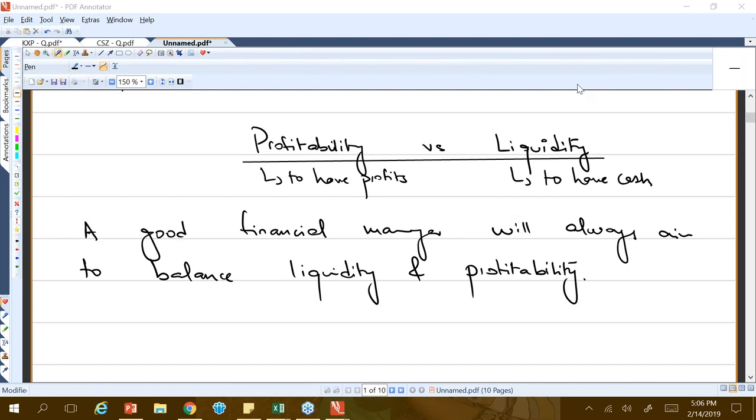So if we have too much profitability and less liquidity, the danger there is that we may go out of business. We may be liquidated. We may have some bankruptcy risk. We may not have enough cash to pay people. Now, on the other side of things, if we have too much liquidity and not enough profitability, then what is the danger there?